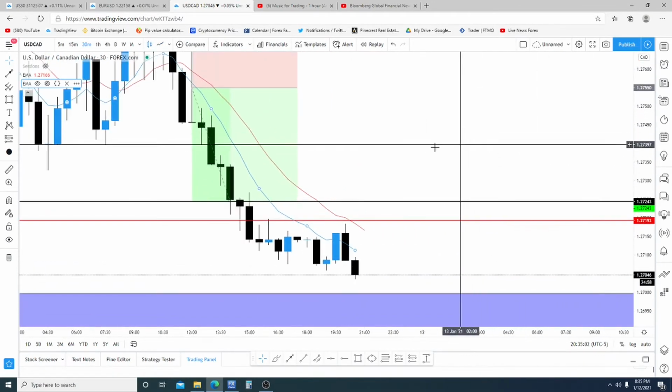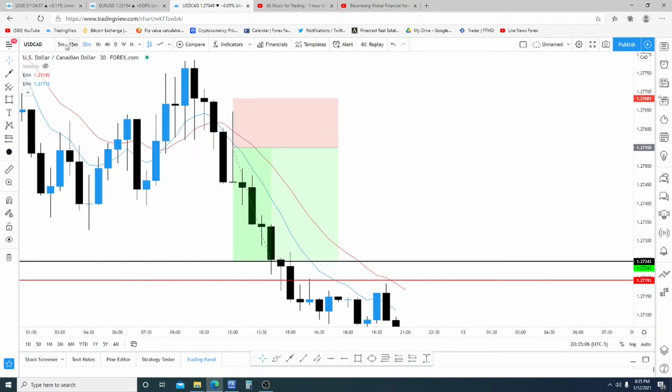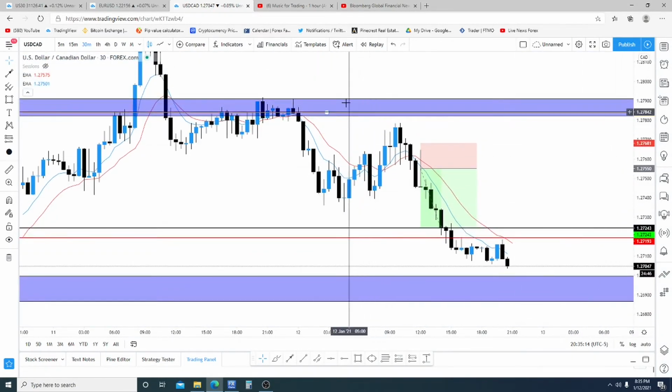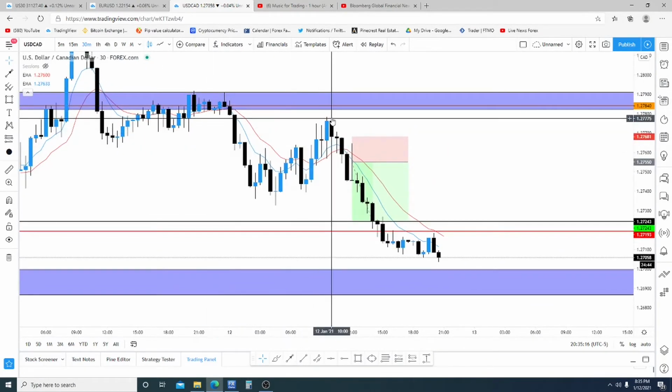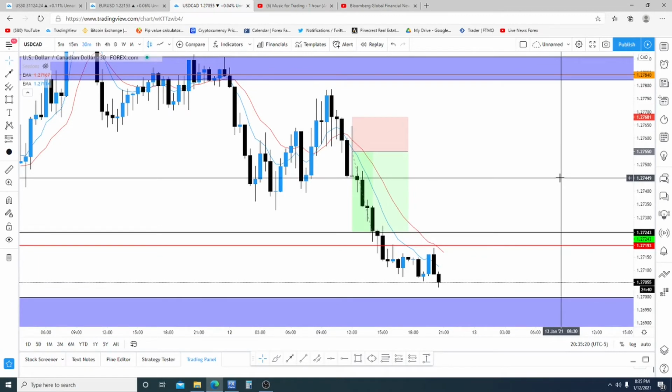It wasn't too much movement, but as you guys can see, that was our USDCAD trade. Like I said, this level of resistance was respected, and that's when I started to see more of an eye to the downside.